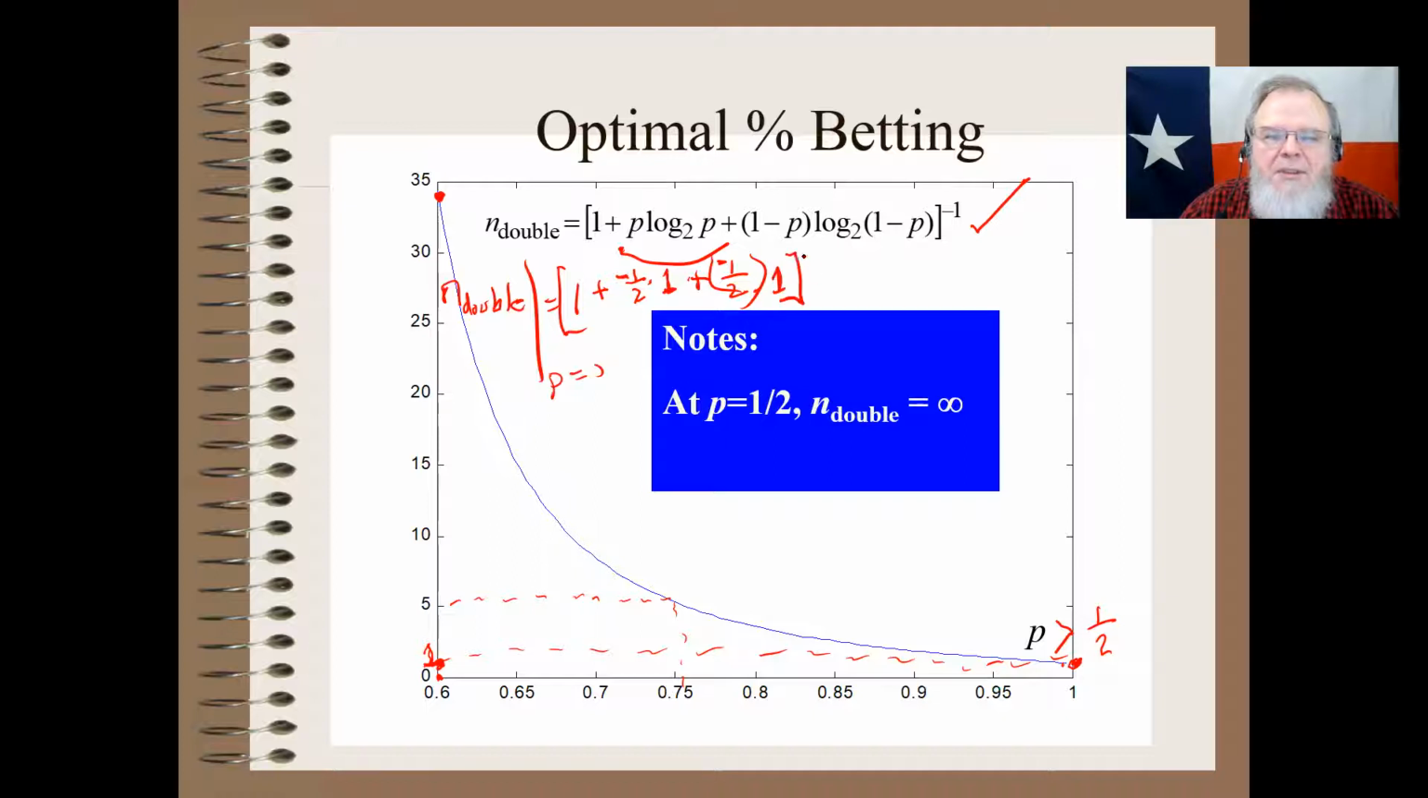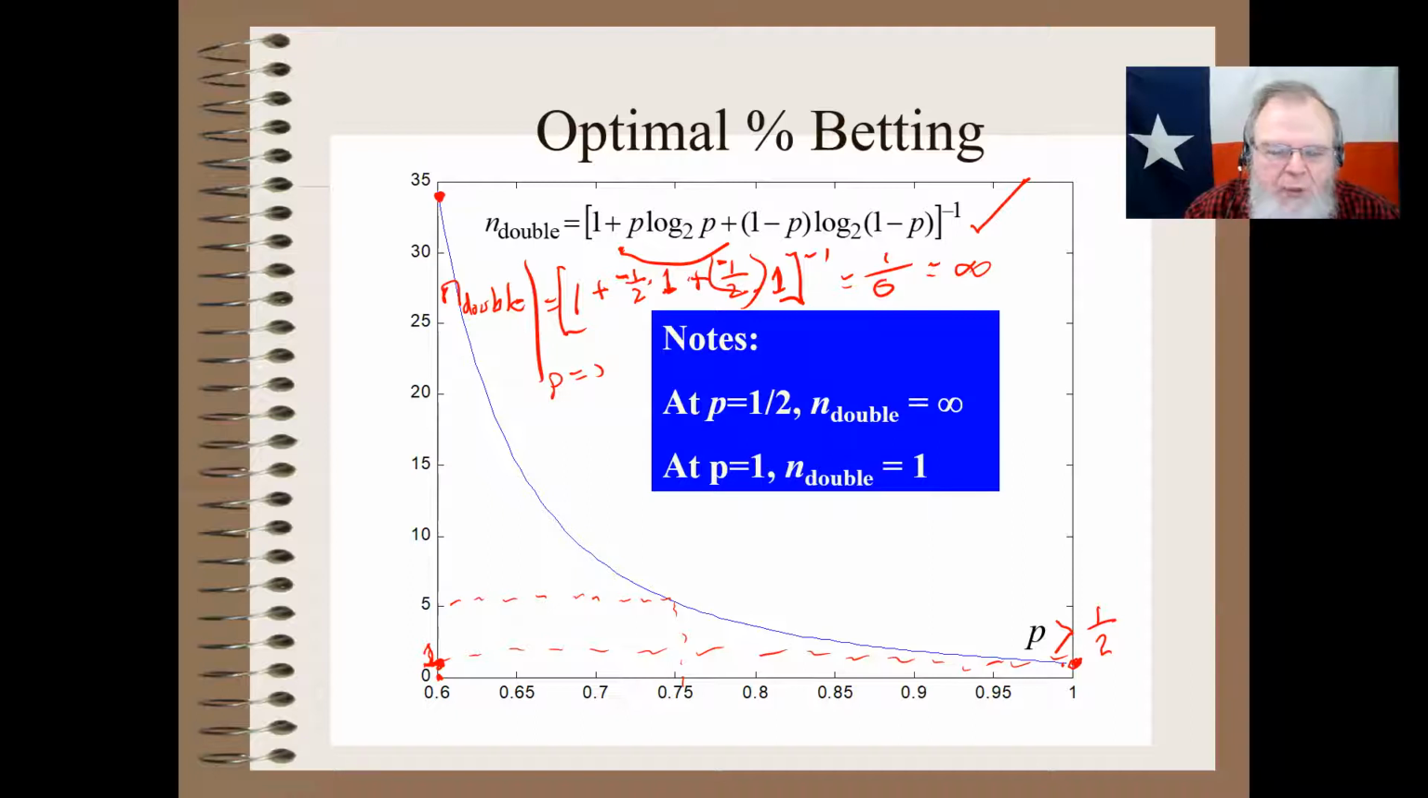And of course, this is going to be 1 over infinity, or 1 over 0, which is equal to infinity. So if you have a probability of 1/2, it's going to take you an infinite number of times to double your money. So all of these meet kind of sanity checks and give us a result that kind of makes sense.